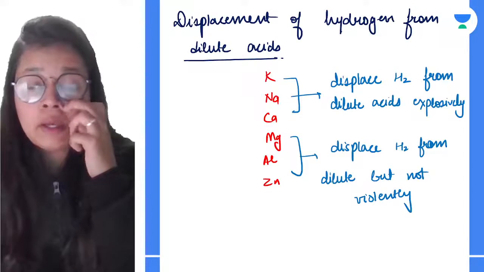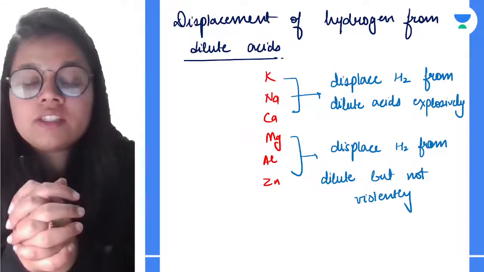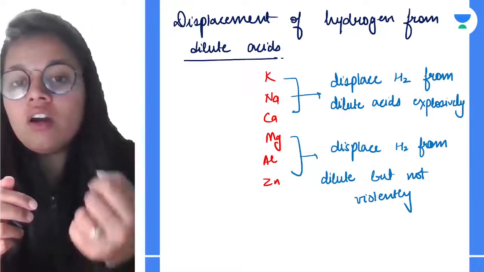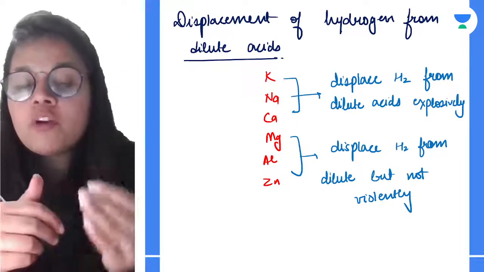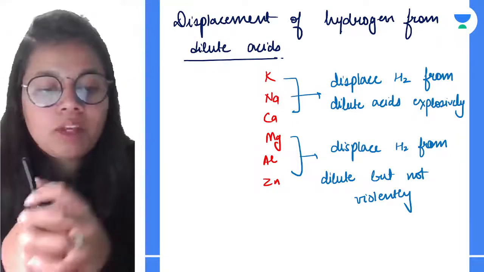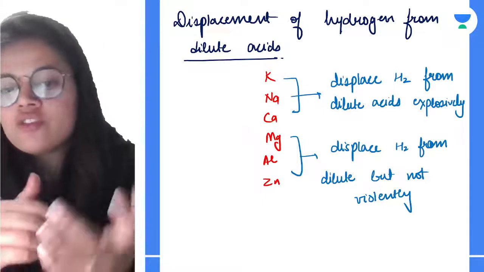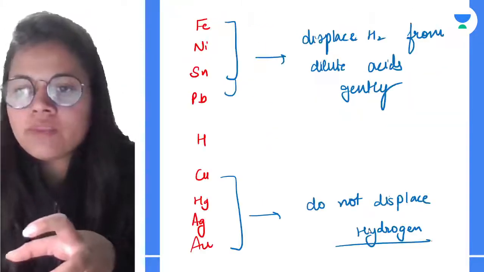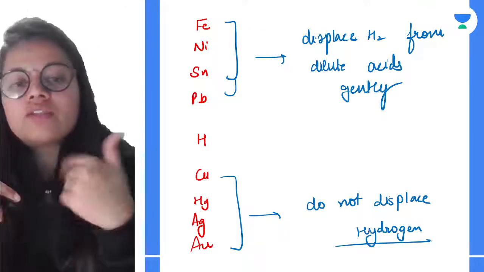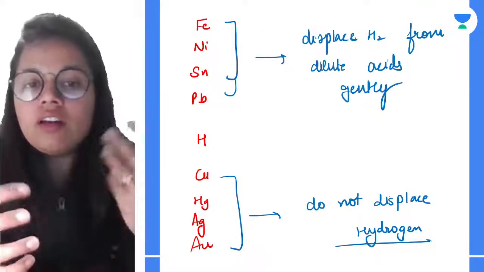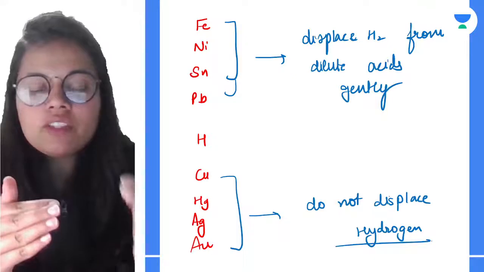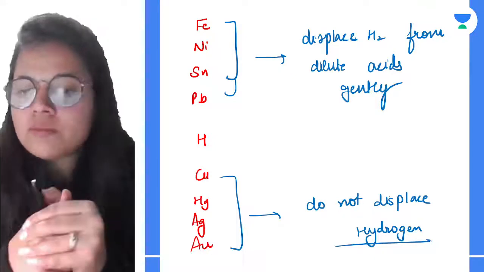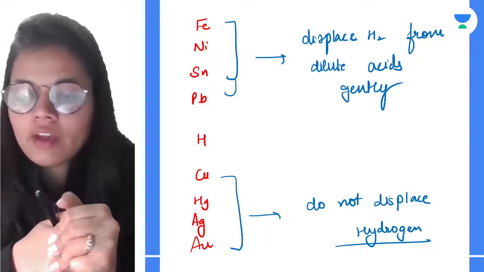Let's quickly revise it. The very reactive elements such as sodium, potassium or calcium will displace the hydrogen gas very explosively. The moderately reactive ones such as magnesium, aluminium, zinc will displace hydrogen but comparatively less violently. Elements such as iron, nickel, tin or lead will displace hydrogen a bit gently. And the elements which lie below hydrogen do not actually displace the hydrogen. I hope that is very much clear. So why or how does this happen?